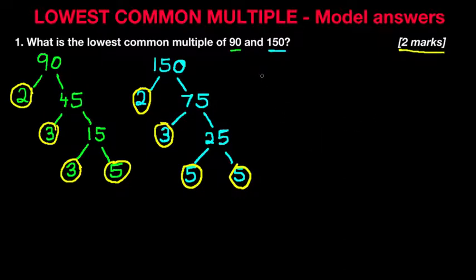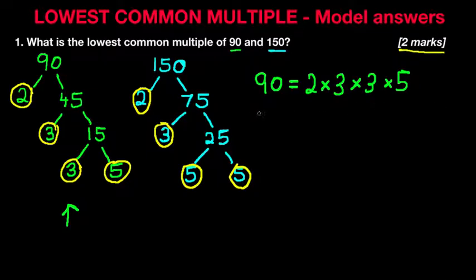Now let's write these numbers out. 90 equals all of the numbers that we have circled. So it is 2 times 3 times 3 times 5.